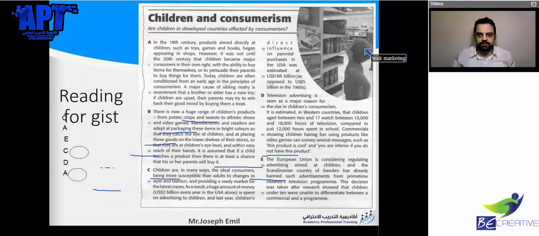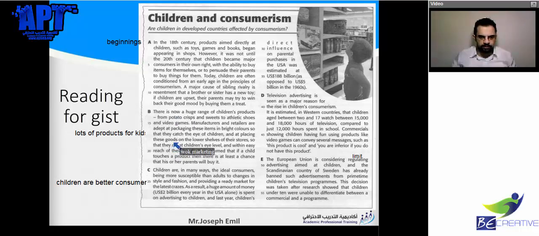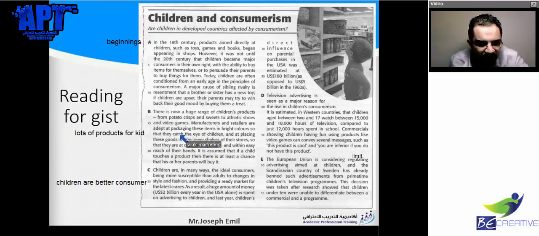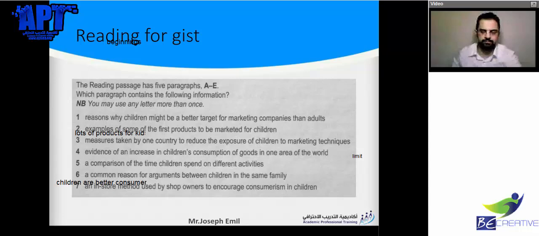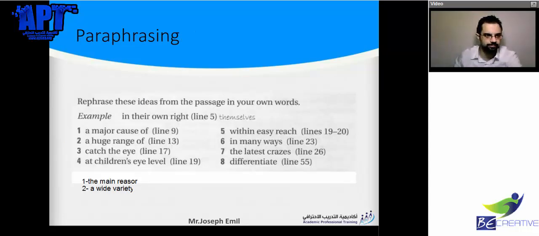Catch the eye, line 17. Here, 20, 1, 2, 3. In bright colors so that they catch the eye of the children. Catch the eye means attract the children's attention. Maybe attract the attention of. Number 3: attract the children's attention. Alright, that's the answer to 3.